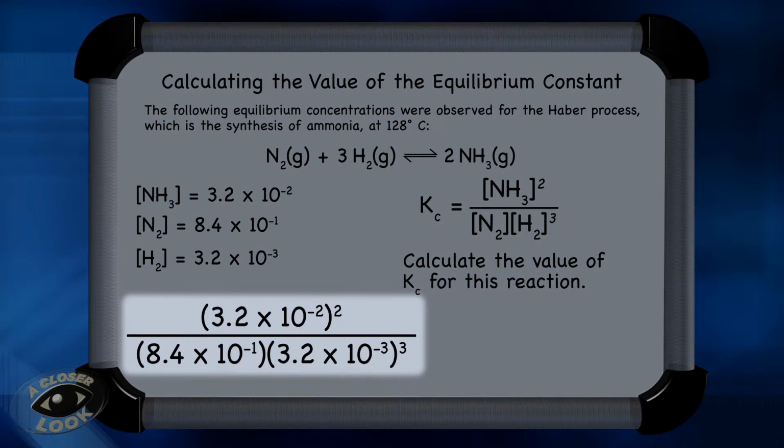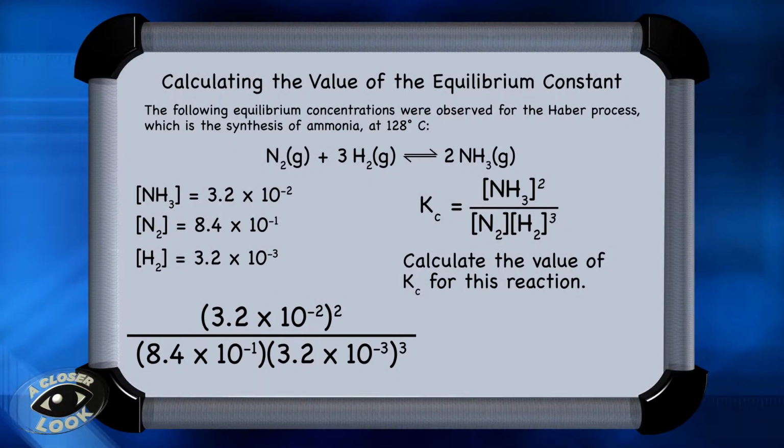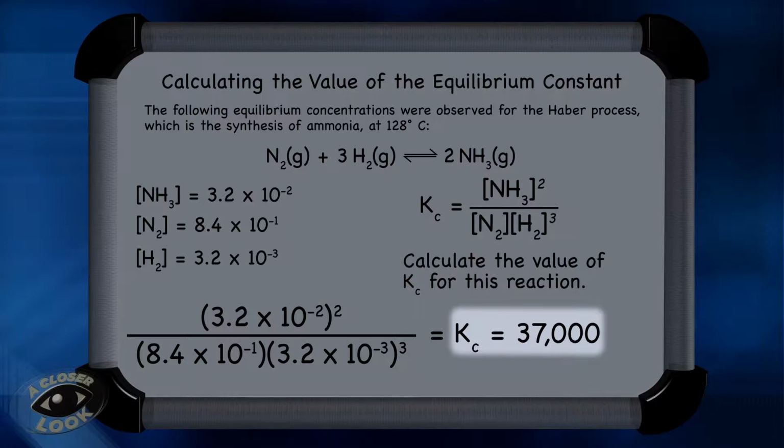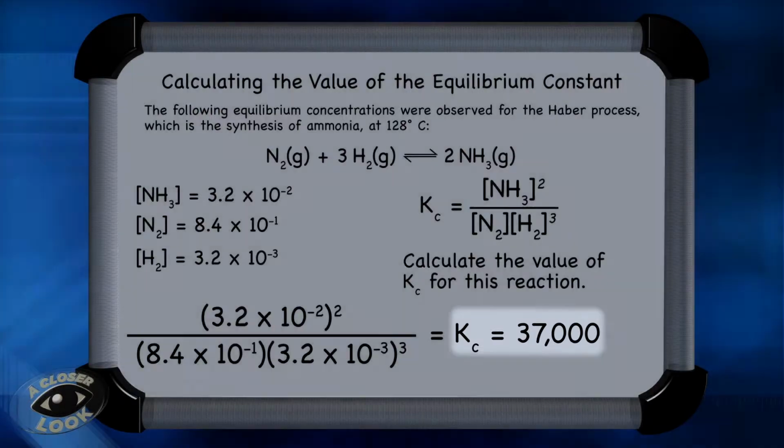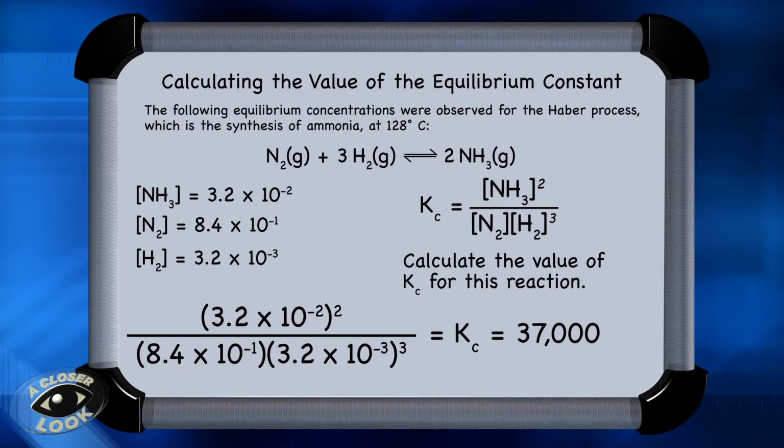When we plug in the values and solve for K sub C, we find that the equilibrium constant for this reaction at this temperature is 37,000, rounded to 2 significant figures, which tells us that the mixture reaching equilibrium will contain mostly products. Notice there aren't any units listed for the equilibrium constant. Equilibrium constants are typically considered to be dimensionless quantities.